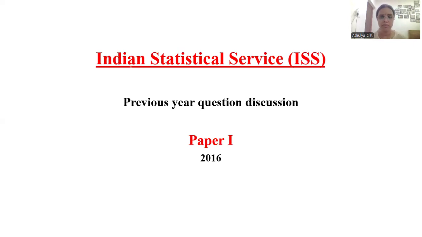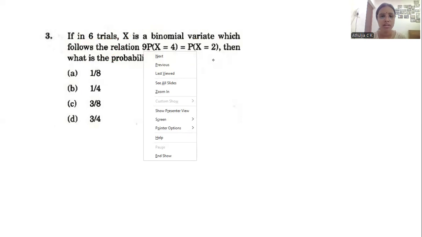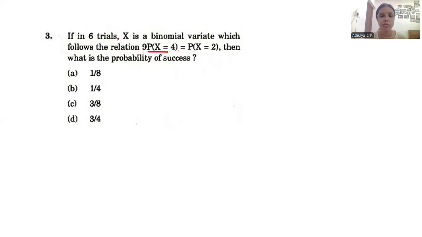Today we'll be discussing a question related to a binomial variate. The question is, if in 6 trials x is a binomial variate which follows the relation 9 times probability of x is equal to 4, which is equal to probability of x is equal to 2, then what is the probability of success? Success probability is denoted as P, so we need to find out the value of P.